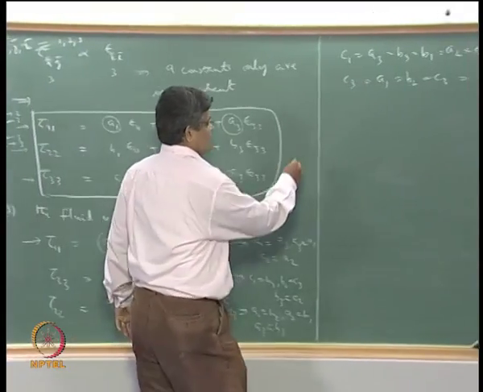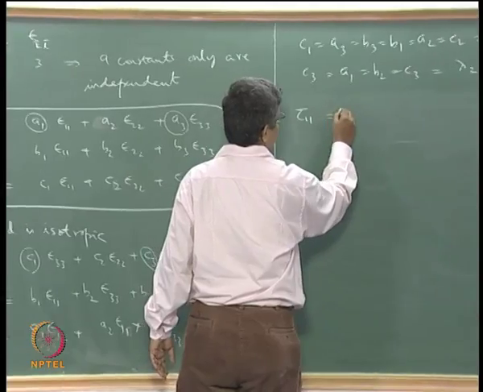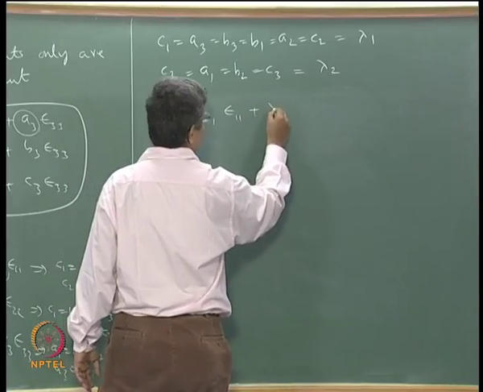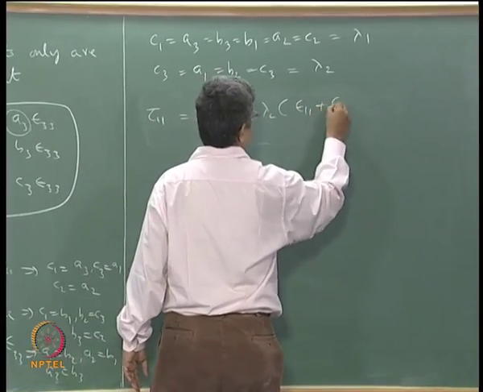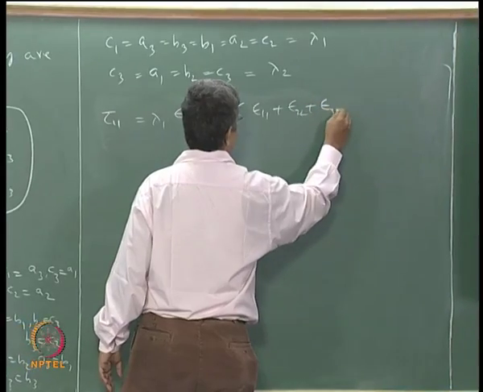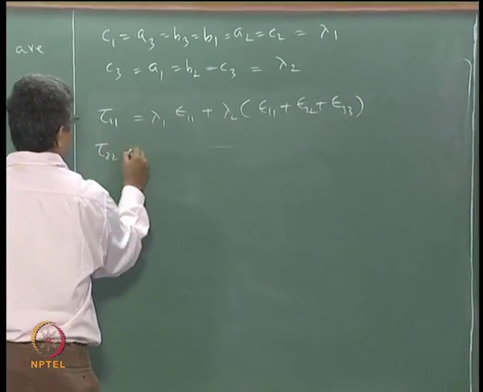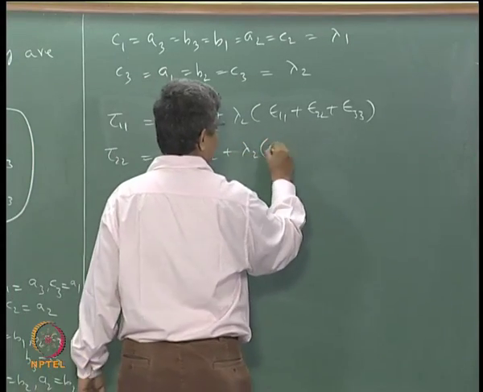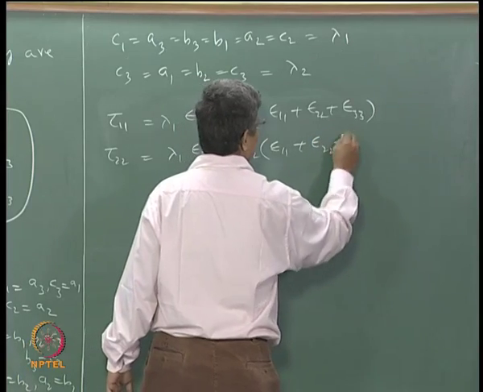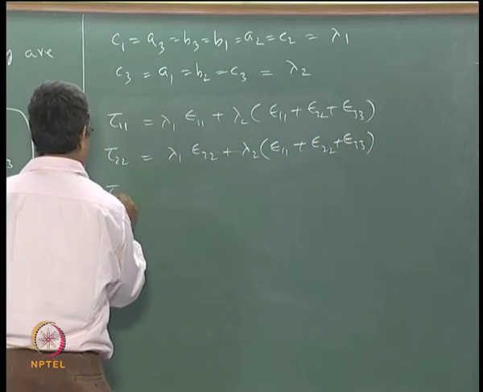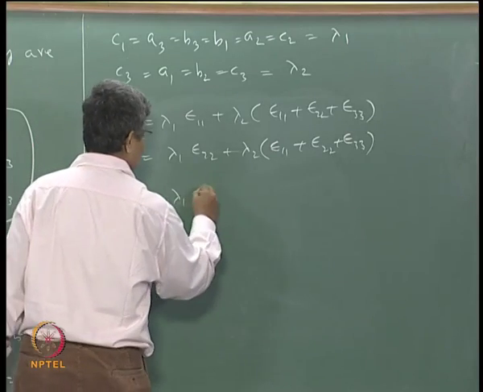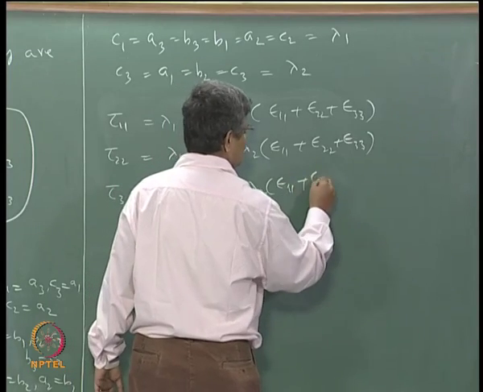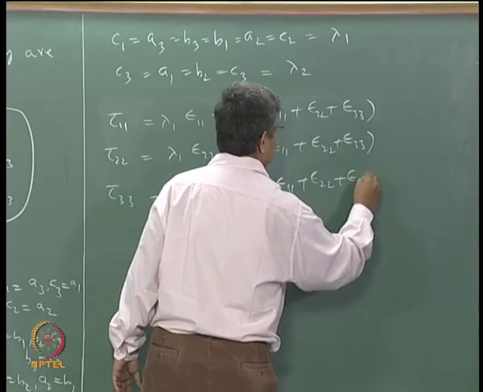Using this, for example, you can have tau 11 equal to lambda 1 times epsilon 11 plus lambda 2 times (epsilon 11 plus epsilon 22 plus epsilon 33). Tau 22 is equal to lambda 1 times epsilon 22 plus lambda 2 times (epsilon 11 plus epsilon 22 plus epsilon 33), and tau 33 is equal to lambda 1 times epsilon 33 plus lambda 2 times (epsilon 11 plus epsilon 22 plus epsilon 33).